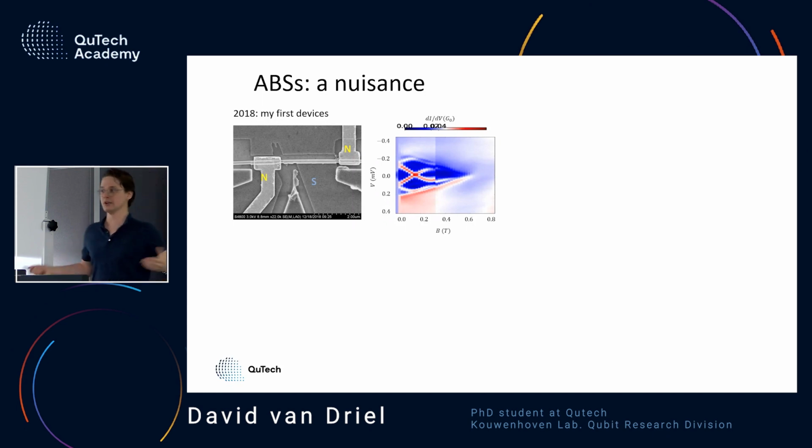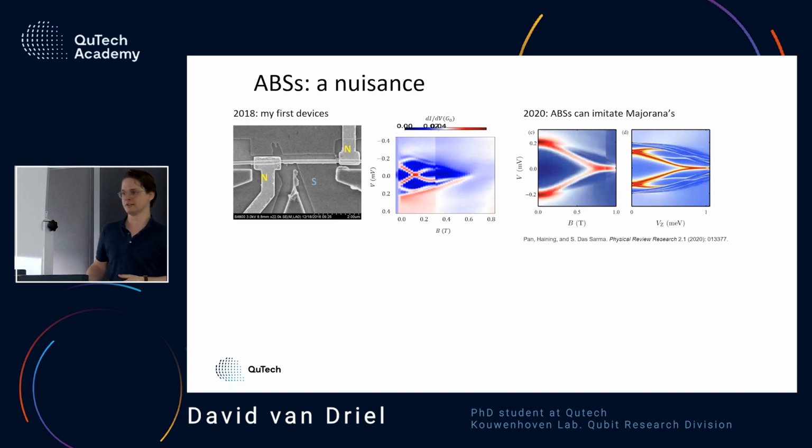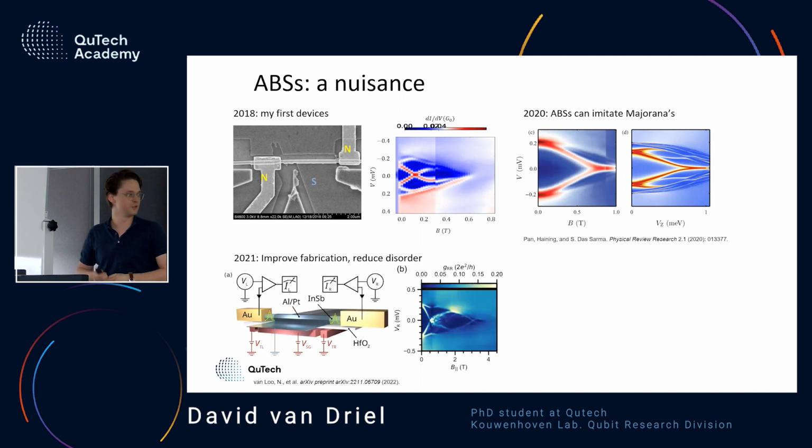Now, what is the lesson we learned? The lesson we learned is that Andreev bound states can almost perfectly mimic most of these conductance signals of Majoranas, almost perfectly. So here on the left, you see experimental data claiming to be a Majorana, and on the right, you see simulated data of something which is very obviously an Andreev bound state. Big, big, big nuisance.